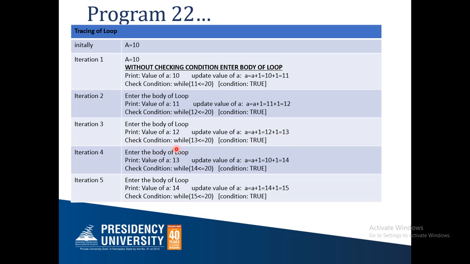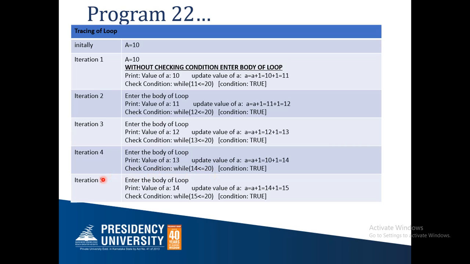Now we'll check the condition while 13 is lesser than 20 or not. Yes, so the condition is true. Now we are entering the iteration 4. We are entering the body of the loop. Again we'll print the value of a is equal to 13, which we have taken from here, the updated value of a. Now for this iteration we'll update the value of a again. So a equal to a plus 1, that is 13 plus 1 here, so it will be 14 here. So check the condition whether 14 is lesser than 20 or not. So the condition is true.